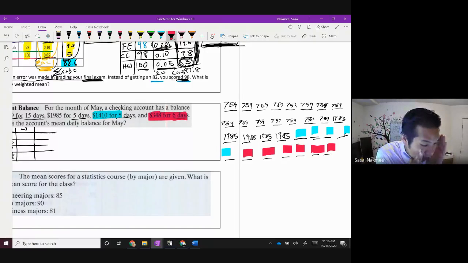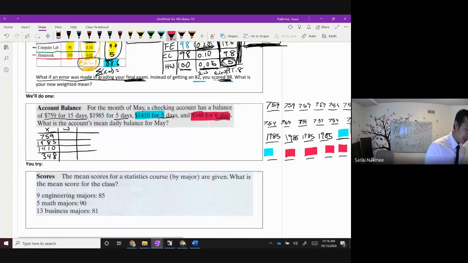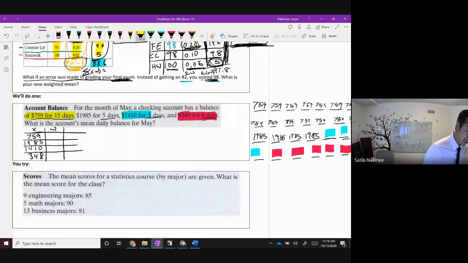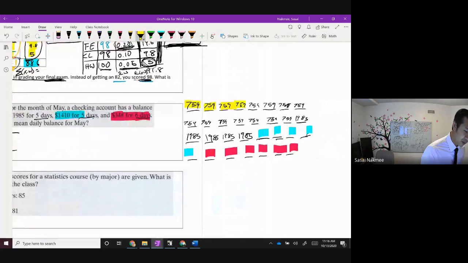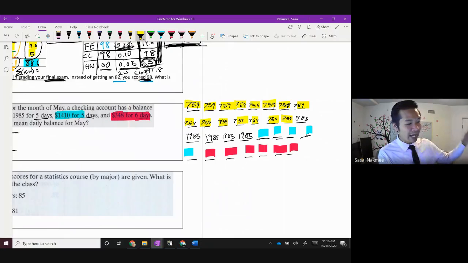And I'm already exhausted just thinking about having to do that. In fact, I'm already exhausted writing down 759 15 times. That's what that 759 represents, by the way. The 759 for 15 days is these numbers written 15 times because there's supposed to be 15 days that he had that amount. And that's just nuts. I don't want to do that calculation. So we can use the weighted mean to calculate the mean of this month for us without having to do all of this.